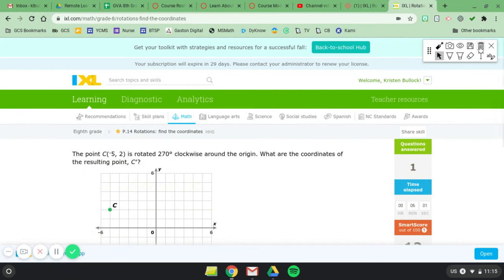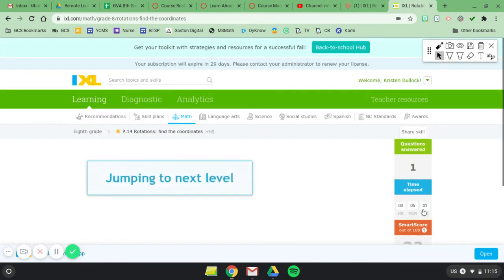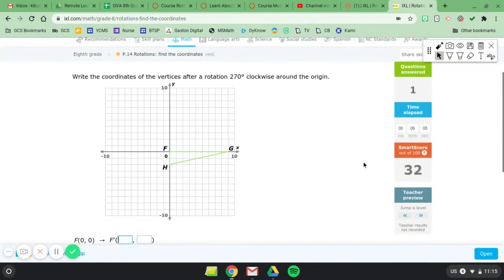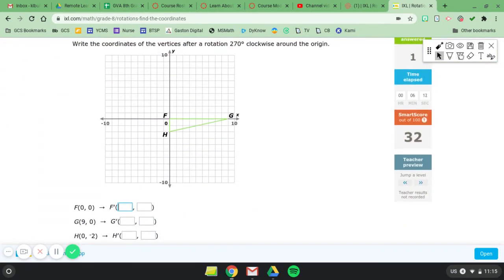All right. I'm going to skip a level, and now we're getting into shapes. So now you'll have all 3 points where you have to give the coordinates after the rotation that you've been given. So still 270 degrees for this one, but this time we're going clockwise. So we're going to go to the right here. We're going to go this way.